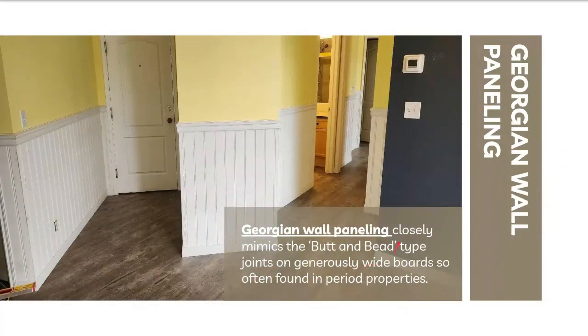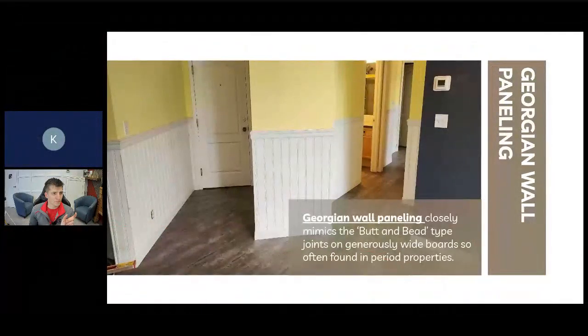Okay, and then Georgian. So Georgian, it's designed to look like a button bead type. So you have wide boards applied onto the wall. You have these wide boards, and you can see the joint in between them. And this is inspired by period properties, obviously from the Georgian period. And they can have a V groove, or they could have a square groove. And these ones actually have a round over in between all the boards.